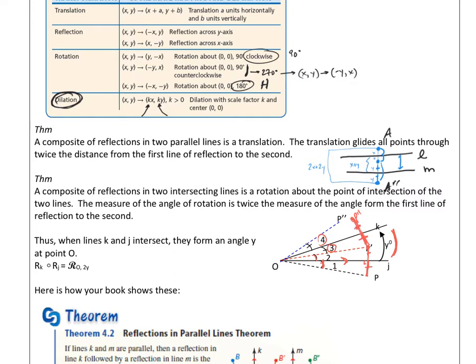So since angle 3 and angle 4 are the same, 1 and 2 are the same, the whole thing right in here will be twice whatever angle y is. Because these two are the same right here, and those two are the same. So a reflection about K and J, this composition, will be a rotation about point O twice whatever angle y is. Okay.